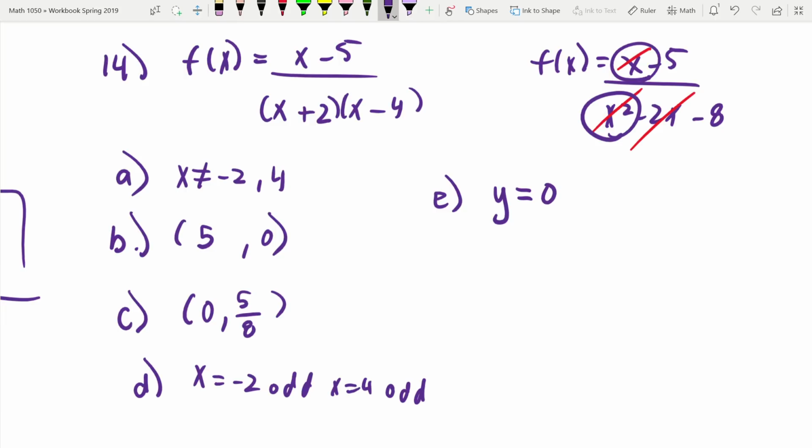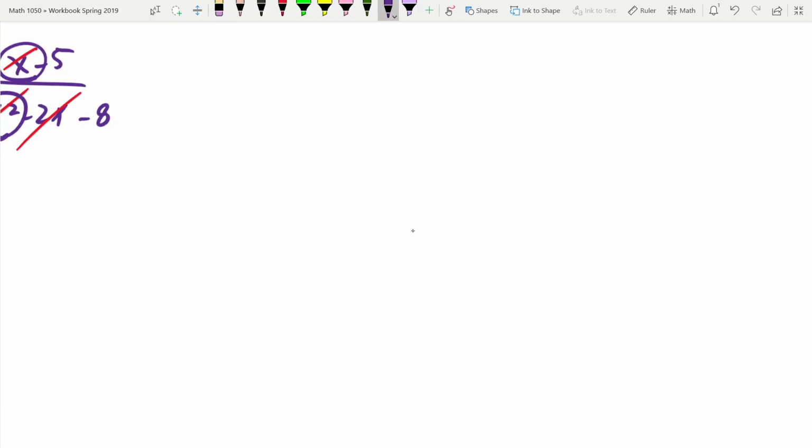Okay? Question 15 is super easy. The maximum number of turning points, you take the biggest exponent, which is an 8, and you subtract 1, so the answer is a 7. Okay? Number 16, I do think number 16 is going to be on your final.